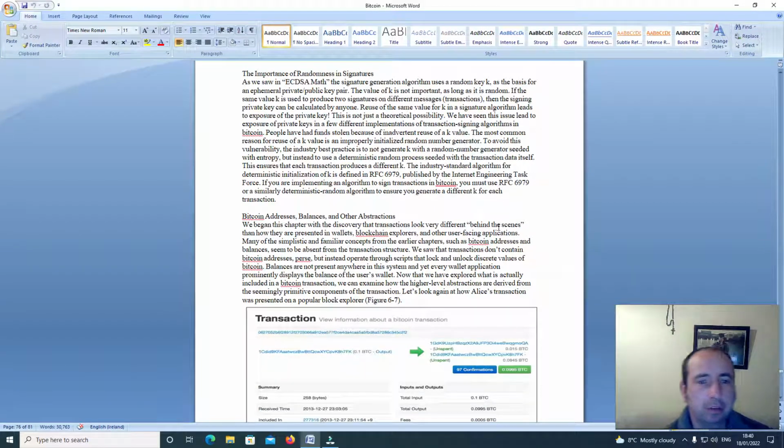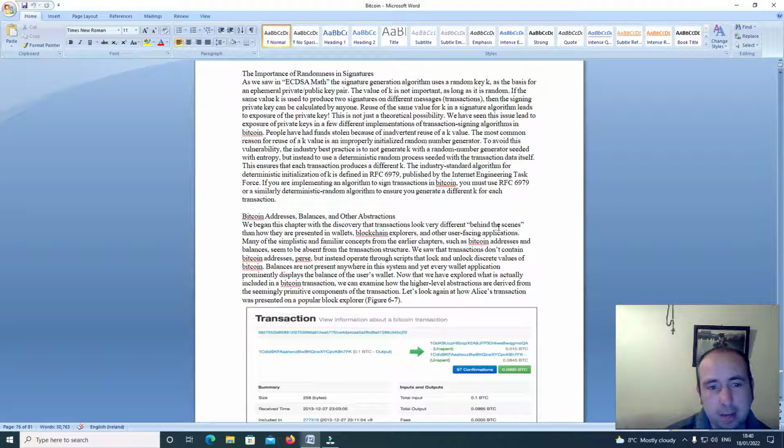The importance of randomness in signatures. As we saw in ECDSA Math, the signature generation algorithm uses a random key K as the basis for an ephemeral private public key pair. The value of K is not important as long as it is random.